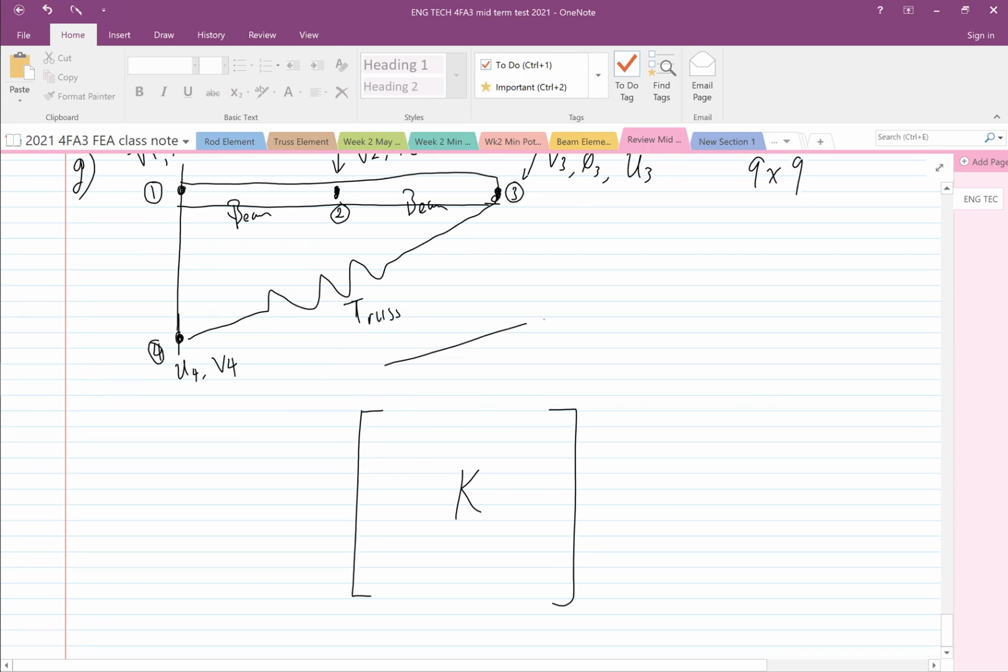Okay, that's your FEA plan. You just show me a diagram and how you name the degrees of freedom. Now, let's put them together. V2, 5, 2, V3, 5, 3, and then we have U3, V3, U4, V4. Wow, so big.